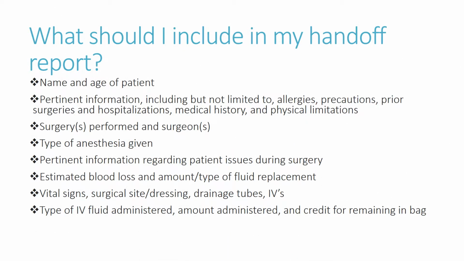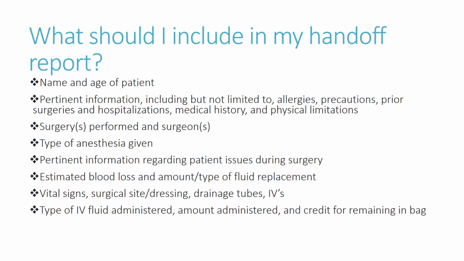Okay, so I understand why patient handoff is important, but what should I include in my handoff report? Name and age of patient, pertinent information such as allergies, precautions, do they have C. diff or a history of seizures, prior surgeries and hospitalizations, medical history, are they diabetic, do they have uncontrolled hypertension, and any physical limitations. What type of surgery was performed and who was the surgeon? Some surgeons have very specific ways they want their patient cared for in a PACU. Type of anesthesia given. Were they completely sedated and intubated, or was a local anesthetic used?